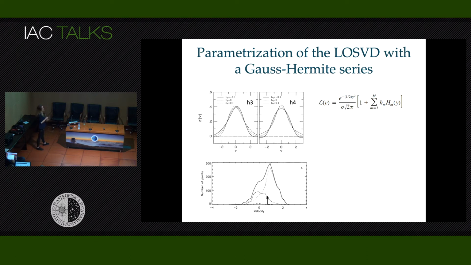And why am I saying this? Because these higher order Gauss-Hermite coefficients can serve us to see if we have different components along the line of sight. For example, this is taken from a simulation of Joseph Barnes, and here you have a bulge-type component with little rotation and a lot of velocity dispersion, and a disk with more rotation. So the final profile is asymmetric, with a left tail in the h3, and it will also have a pointy, higher positive h4.